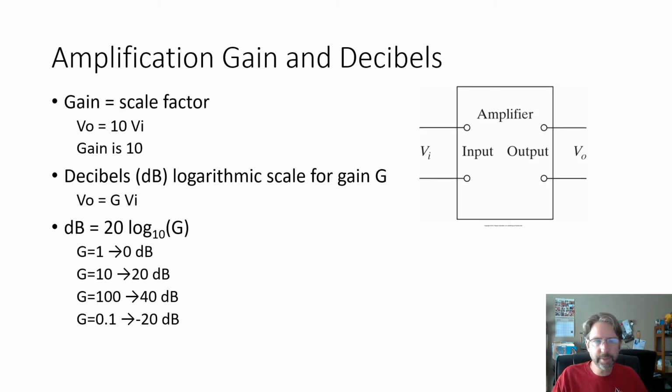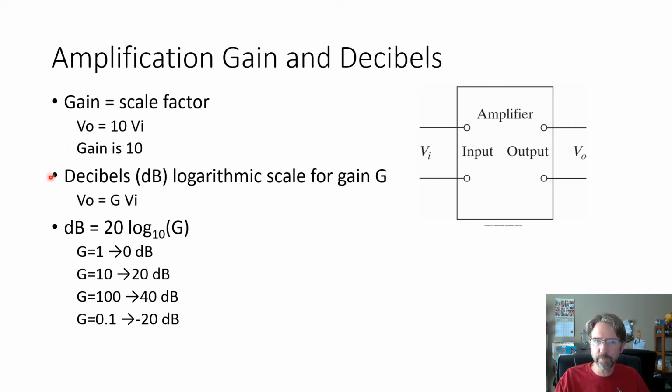Okay, so most of the signal conditioning we talk about here is amplification. So amplification, we have an input voltage going into the amplifier and an output voltage going out, and normally it's scaled by a scale factor, and we call scale factors like this the gain. So if V out is 10 times V in, the gain is 10. Gain normally doesn't have units because it's changing voltage to voltage.